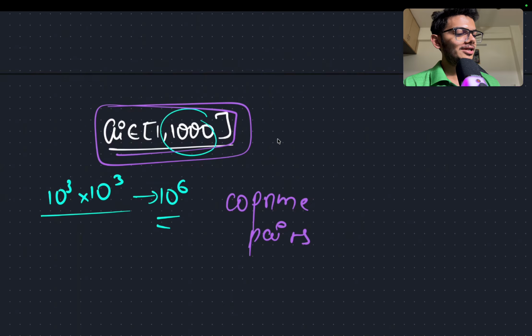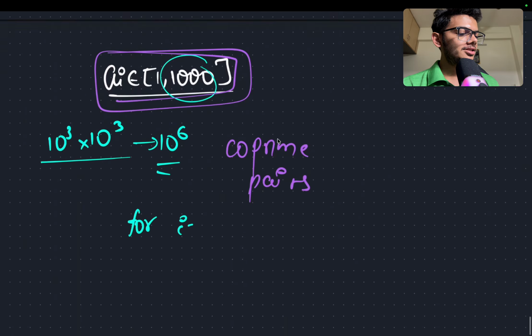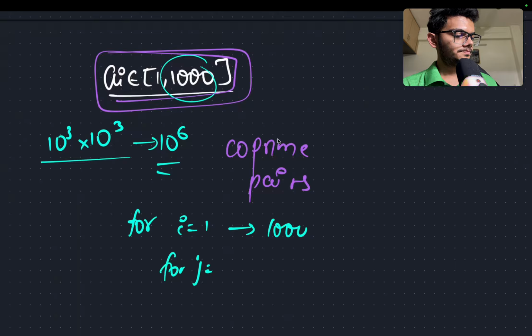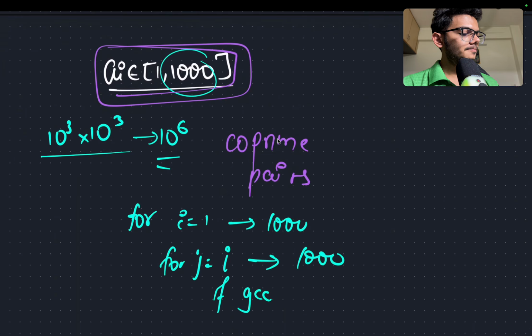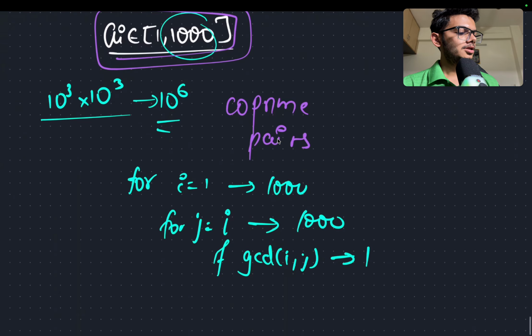Because the loop that you write here for this range, for example, will be written like this, right? For i equals 1 to 1000, and then for j equals, let's just take it from i only, to 2000. If GCD of i, j is 1, that means these guys are coprime.